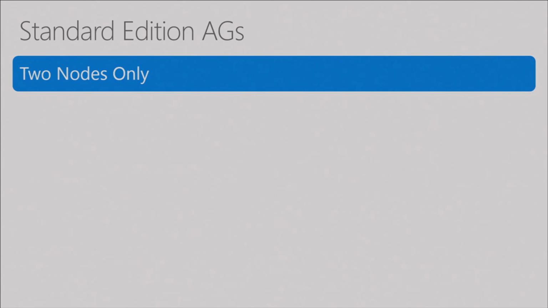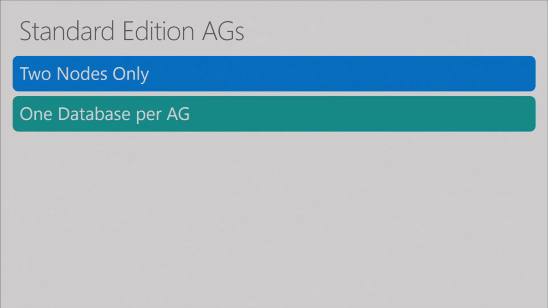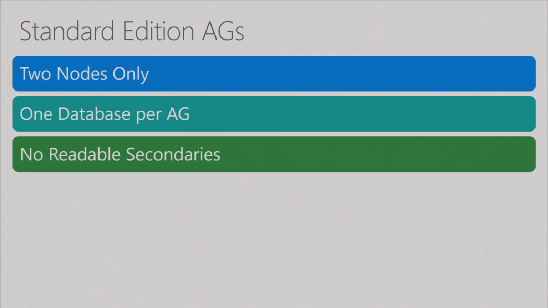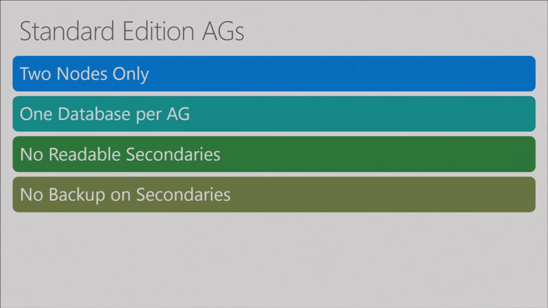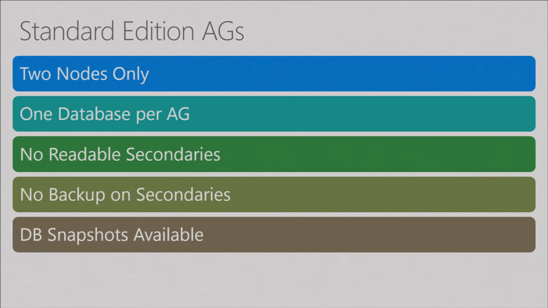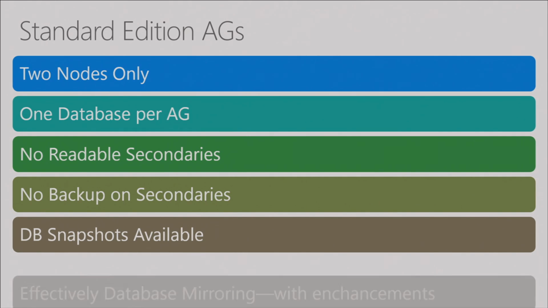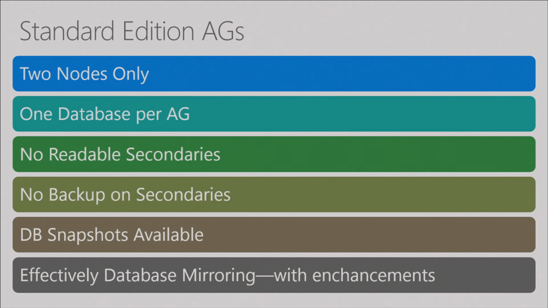So the caveats, because it's Standard Edition. It's 2 nodes only. Only 1 database per availability group. There are no readable secondaries. There is no backup on secondaries. You can take database snapshots. So this technology should look fairly familiar. It's basically database mirroring. It's the same features of database mirroring that we were looking at before that we now need.